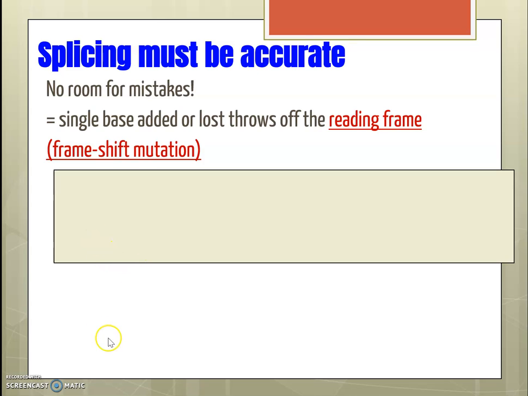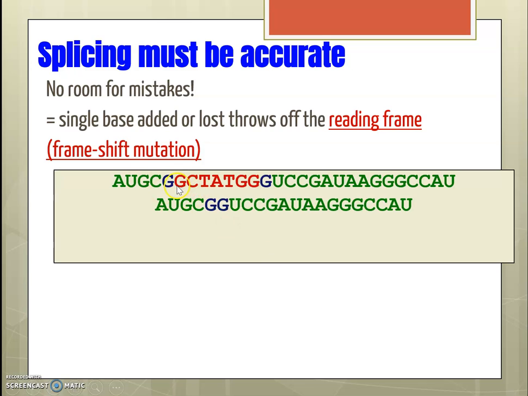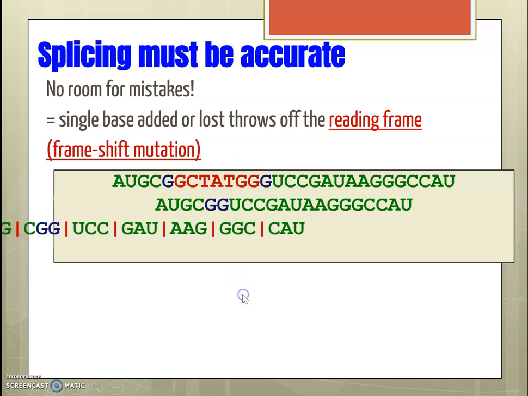Okay, so like I said, having a single base added or lost throws off the entire reading frame. So the parts that the RNA knows that has to be read, and that's called a frame shift mutation. Okay, so to look at an example, let's say this entire sequence here was added.